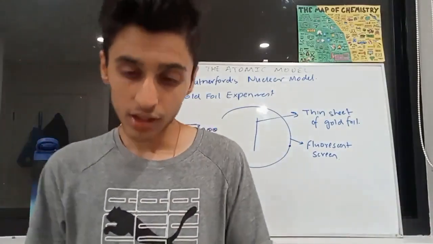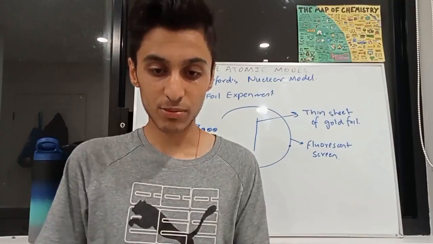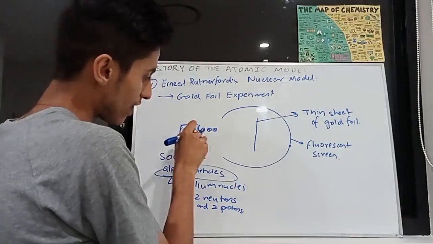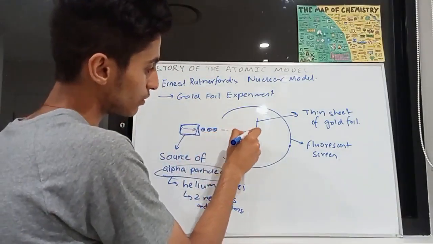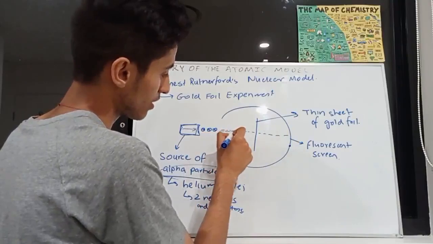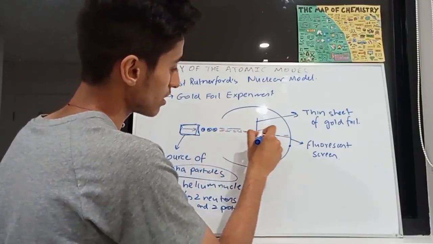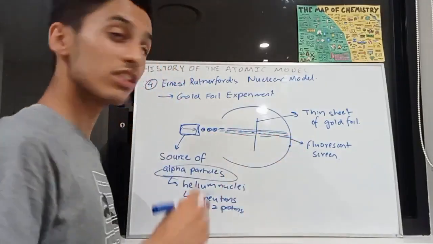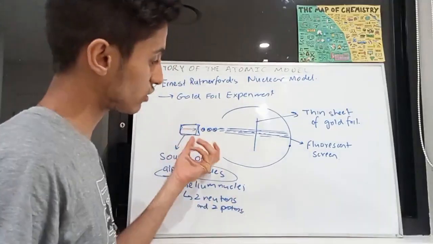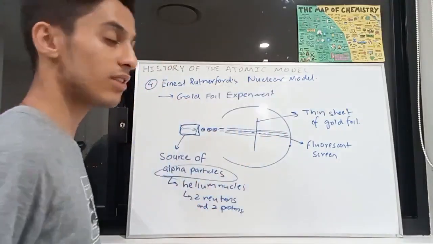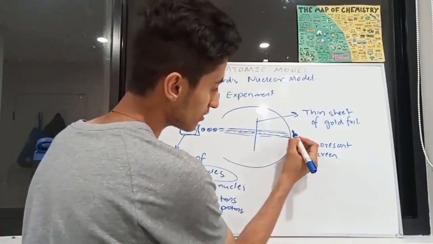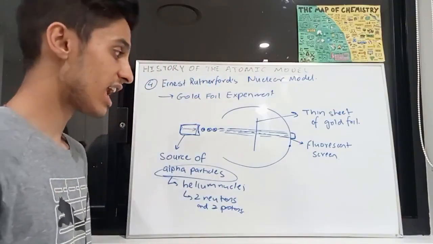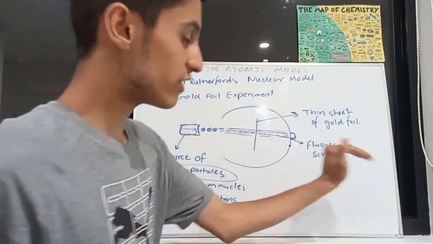So when they did this experiment, they shot the alpha particles, and most of them, nearly all of them, went through quite easily. They found where the lights came on the fluorescent screen, and most of the light came up over here. It went straight through, penetrating the thin sheet of gold foil.